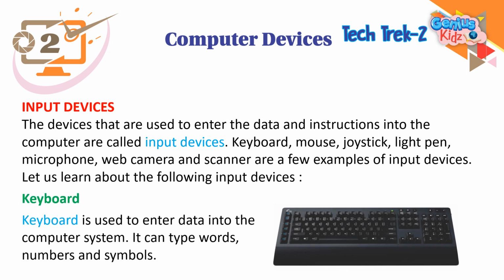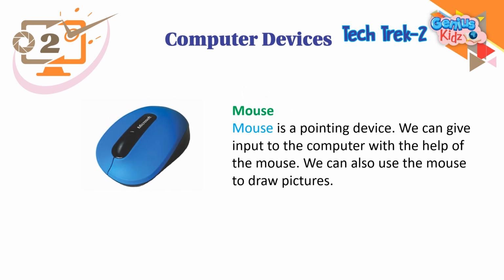Keyboard. Keyboard is used to enter data into the computer system. It can type words, numbers and symbols. Mouse. Mouse is a pointing device. We can give input to the computer with the help of the mouse. We can also use the mouse to draw pictures.